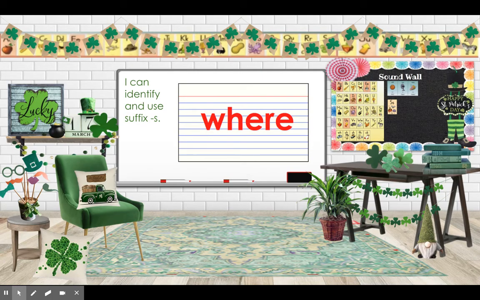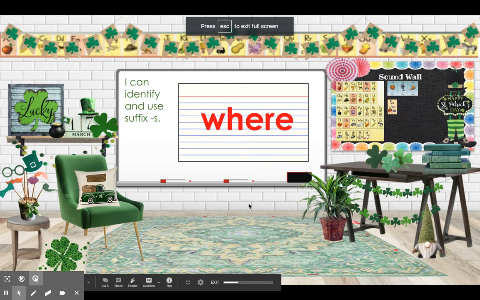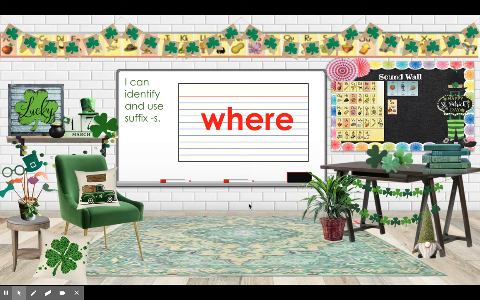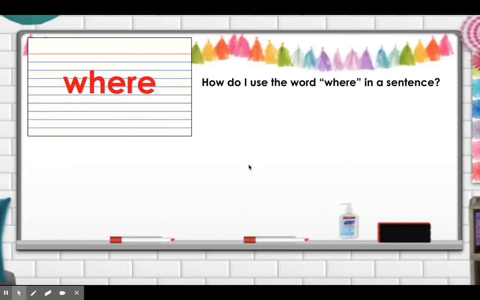The next word we are going to learn is where. The word where also talks about a place. Now remember, when you see the H in here, that's where. But if there's no H, then that word is were. So it's really important to know the difference with where and were. And where can also be a question word. So how do I use the word where in a sentence?